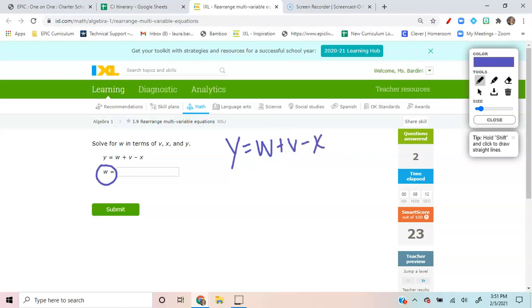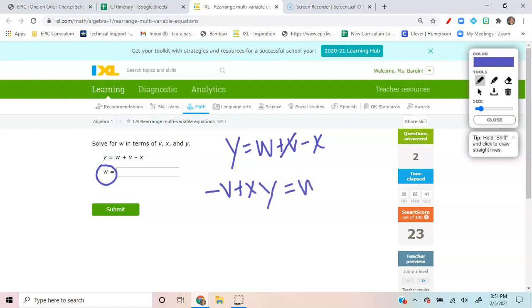Let's go ahead and find out what the opposite is. So the opposite of plus v is going to be a minus v. What I do to one side, I have to do to the other side of an equal sign. So what is the opposite of a negative x? A positive x. Or you could say, what is the opposite of a minus x? A plus x. Same thing.